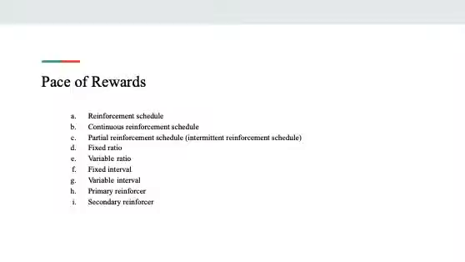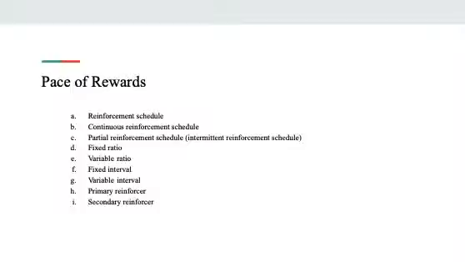Pace of rewards. Reinforcement schedule. The rules determining the frequency in which an operant conditioning subject is reinforced. Continuous reinforcement schedule. The rewarding of a behavior every time it is displayed.